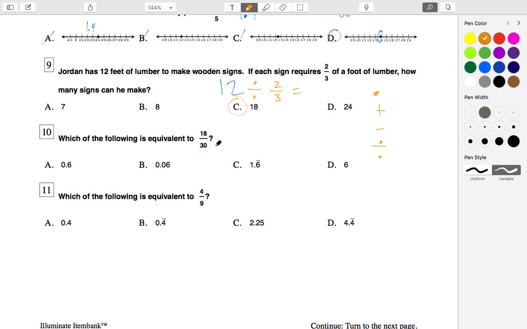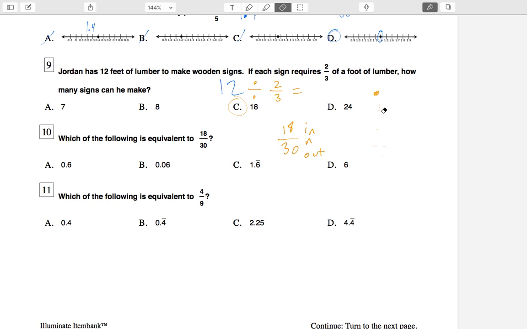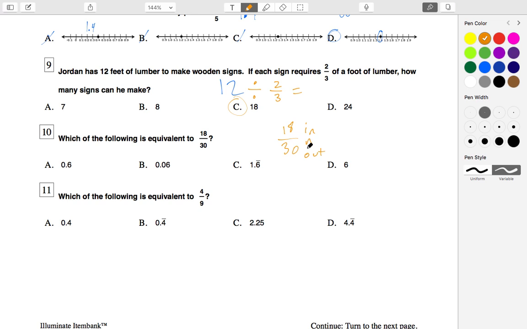So which of the following is equivalent to 18 over 30? 18 over 30, you're going to use in and out to get a decimal, right? I'm debating if I want to go over this one because you do need that practice. 18 goes inside, 30 goes outside. Try this problem, and then check your answer using a calculator after. So I'm going to leave this one for homework, so you have a little bit more to practice on, and you can just type it into your calculator and check your answer.